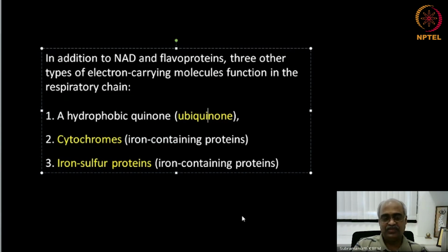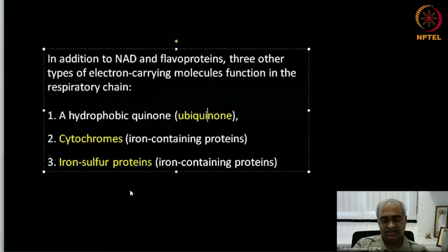This ubiquinone is freely diffusible within the inner membrane, and that helps it carry electrons from one integral membrane protein complex to another, by freely diffusing between complexes made of similar proteins. That is what ubiquinone does. And cytochromes are proteins with heme as prosthetic group, and the main moiety that gets oxidized and reduced is the ions, Fe2+ and Fe3+.